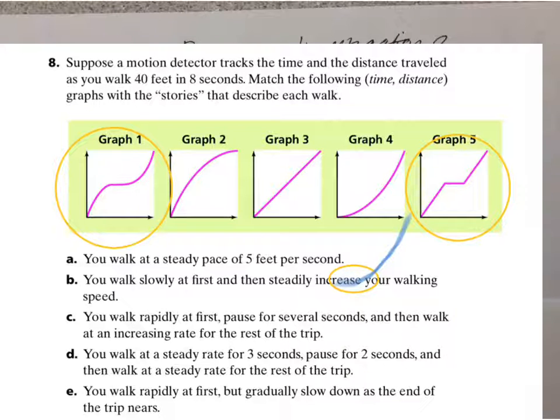Now, I'm going to argue that we don't want to see the complete stop, because while I pause, it doesn't say I necessarily stop. And it also tells me that it's rapid at first. So this guy here, to me, would indicate rapid more than this guy here would. So that's an important piece to be aware of when we're looking at this.